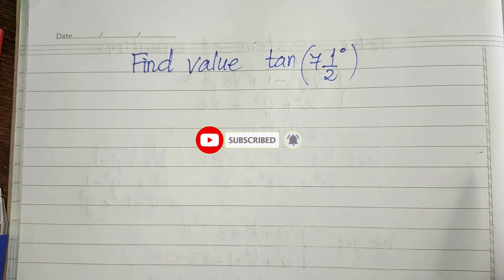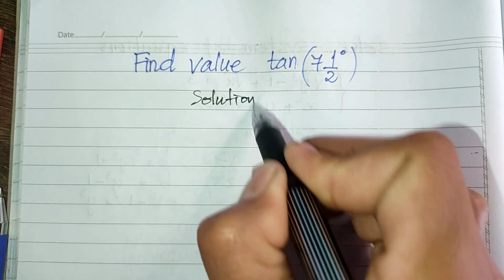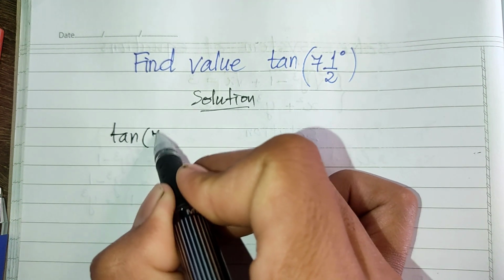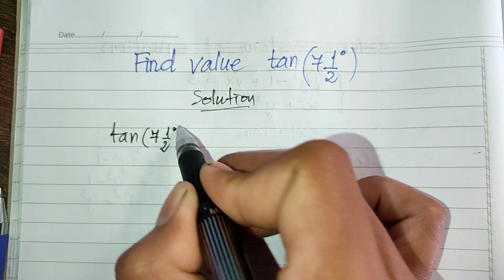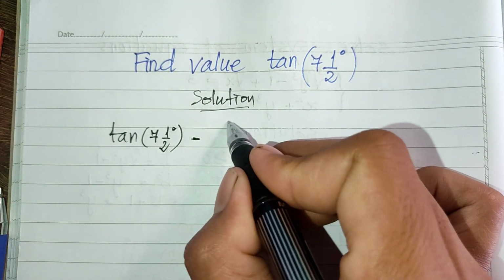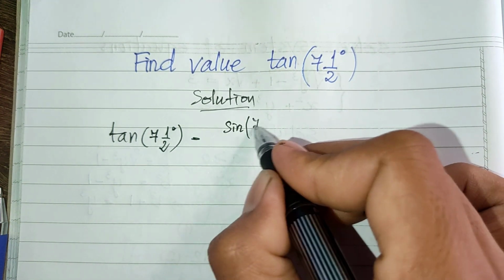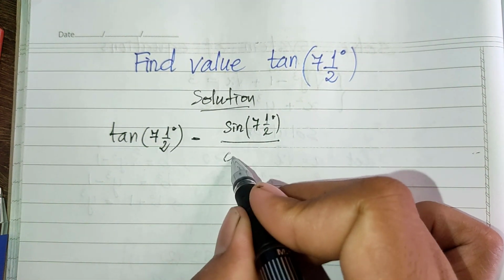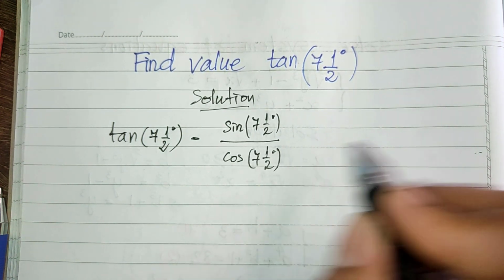Okay, now we go to the solution together. Okay, solution. Now this tan 7 1/2 degrees. We know that tan we can write as sine of 7 1/2 degrees divided by cosine 7 1/2 degrees.